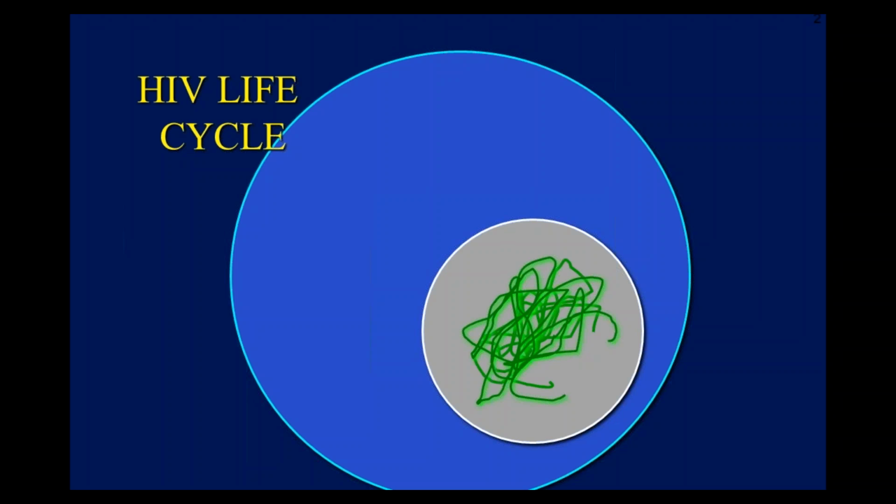So this is a cartoon of a CD4 cell. The light blue is the cell, and then the gray is the nucleus, and the green is the DNA. Now, what happens, HIV is represented by this star here, comes and binds to the CD4 molecule, and then it fuses with the cell membrane. After it fuses with the cell membrane, it injects its genetic material into the cytoplasm of the cell. And that is in the form of RNA.